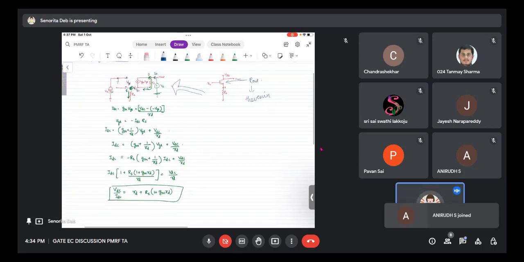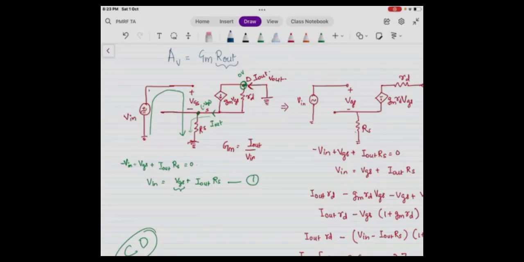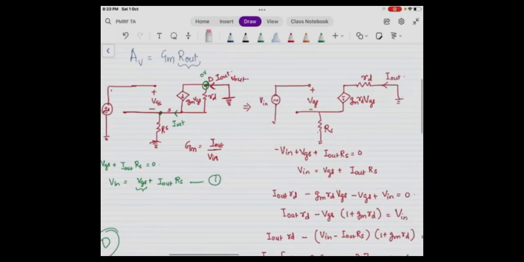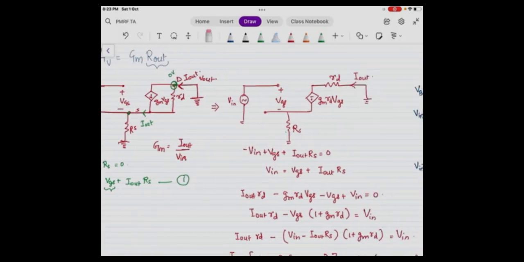So after finding the R out, we will now find GM. GM is given by I out by V in, and for that we have to short the output, as you can see in this small signal model. We have to short the output and V in will be applied. Now I am redrawing this small signal model in this form. I am doing a source transformation here so that it is easier for me to solve the small signal model.